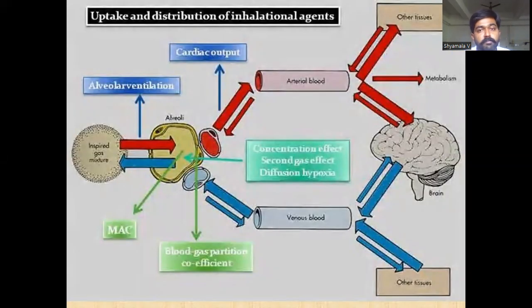Uptake and distribution of inhalation agents. So you can see clearly how the alveolar ventilation works and how the arterial blood is carried, how it distributes to other tissues and the brain, and how it comes back from other tissues to venous blood, passes through the lungs and the alveoli, and goes back.